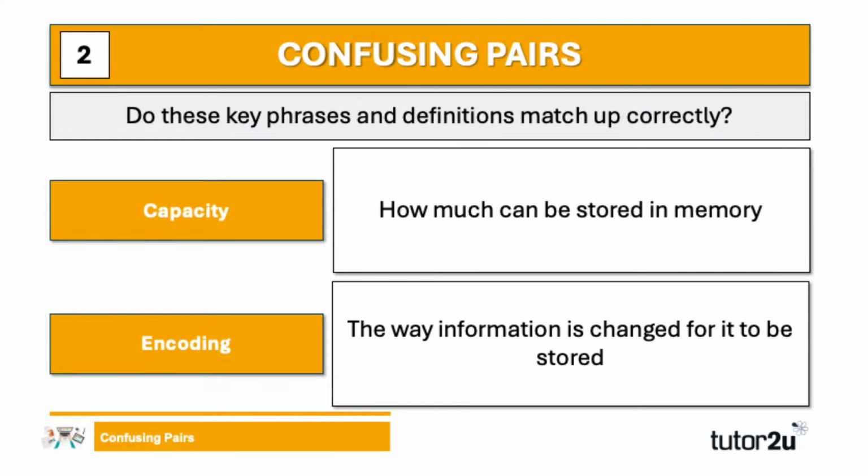Okay, let's look at the second one then. So we've got capacity and encoding. Are these the right way round or the wrong way round? Capacity, how much can we store in memory? Encoding, the way information is changed for it to be stored. Okay, cool. The majority of you are saying yes. So you're quite right with that. These are the correct definitions for the phrases. Well done, all of you.